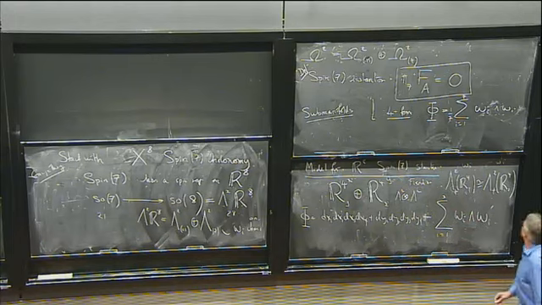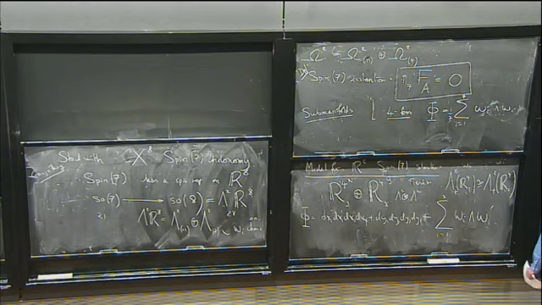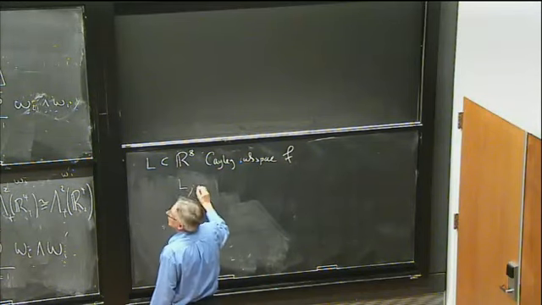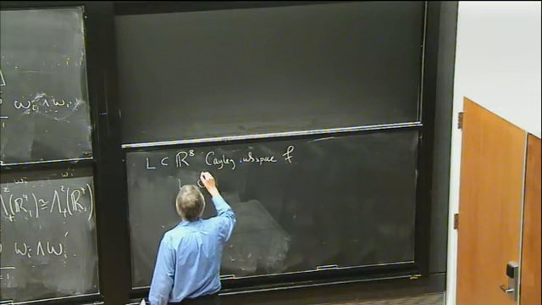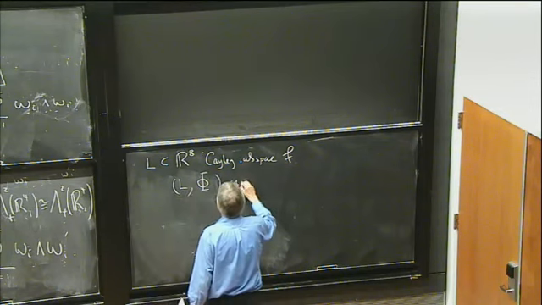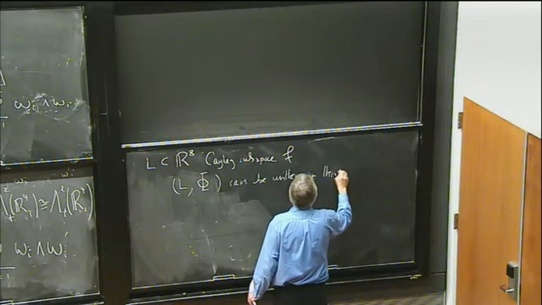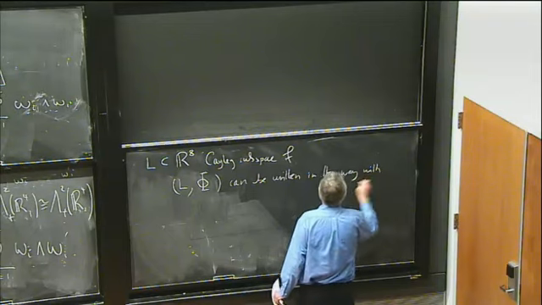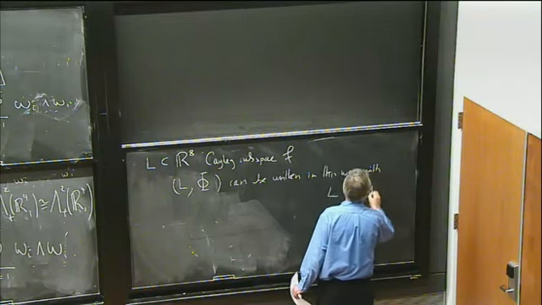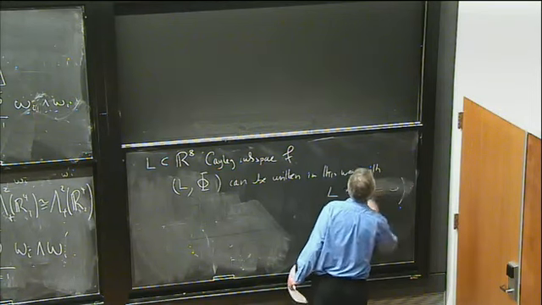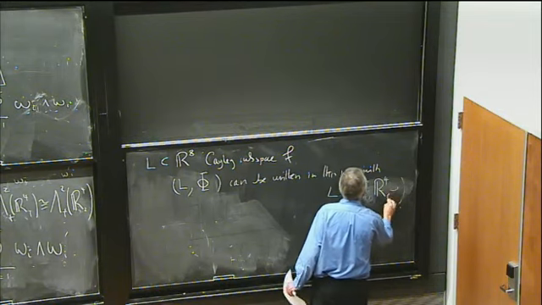So let's say L in R8 is a Cayley subspace if the pair L, phi can be written in this form, in this way, with L corresponding to, say, the y_i equal to 0, just let's go to R^4 times R^4, let's put it that way.